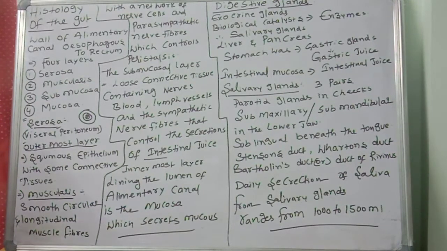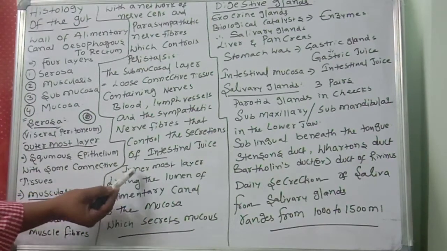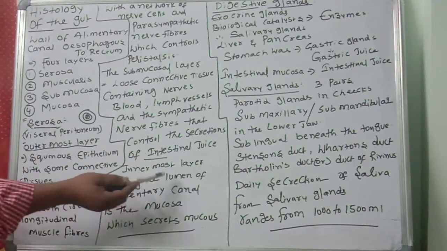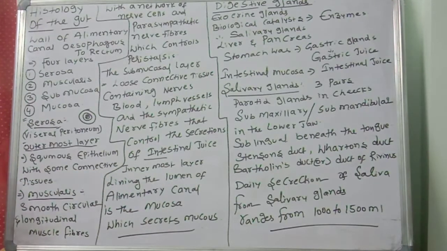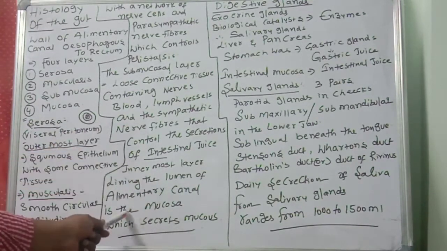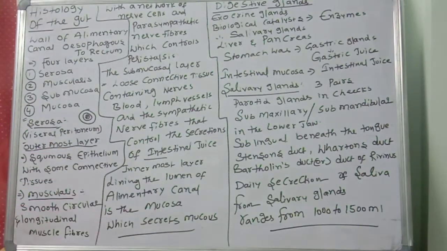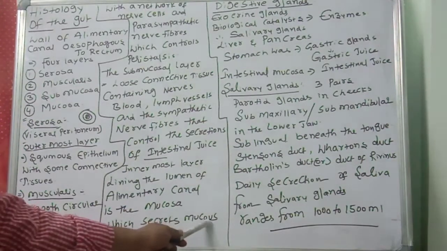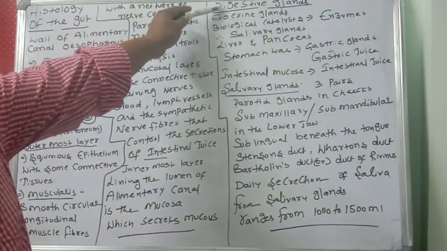Next, another important, last layer: mucosa. The innermost layer lining the lumen of the alimentary canal is the mucosa, which secretes mucus. That is the most important point to remember. The innermost layer lining the lumen of the alimentary canal is the mucosa, which secretes mucus.